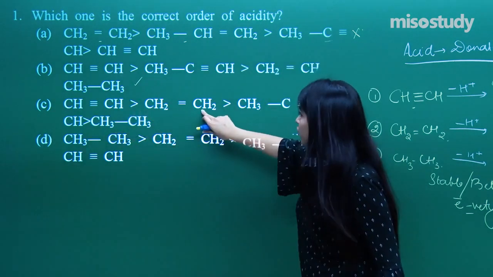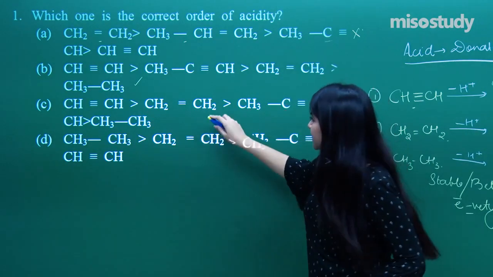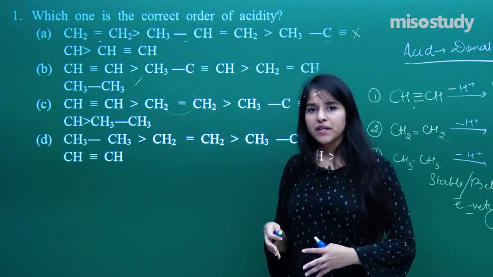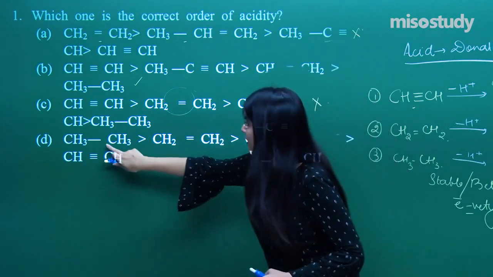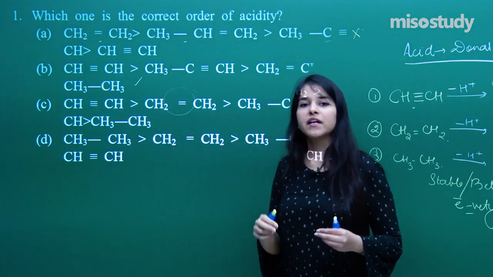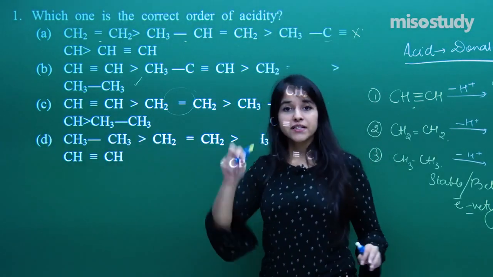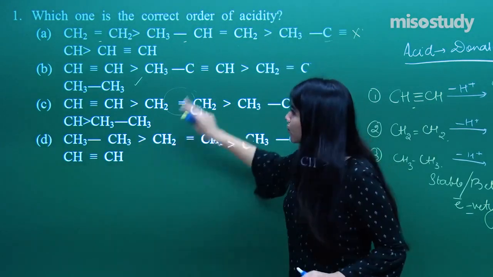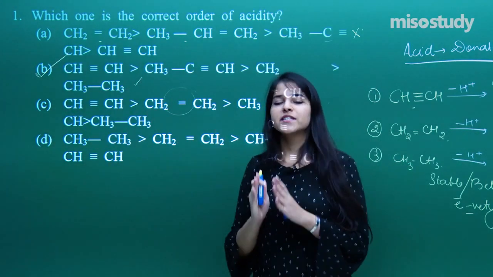Alkyne followed by alkene followed by alkyne means an alkene sandwiched in between. This could not be the possibility. Alkane having the highest acidity can never be possible. Alkane will always have the least acidity, because it has the least S character. So I hope you have got the answer by now. It is B. That is our answer.